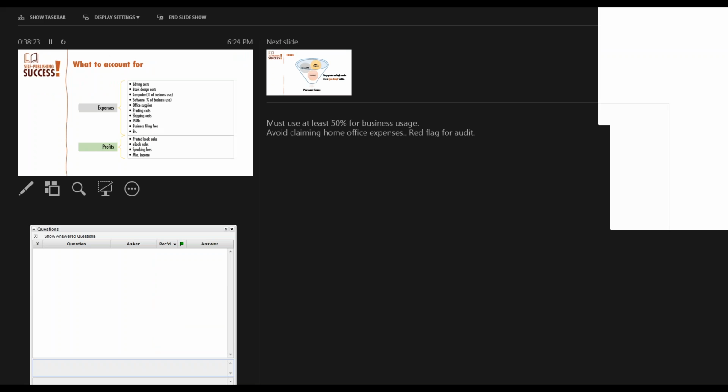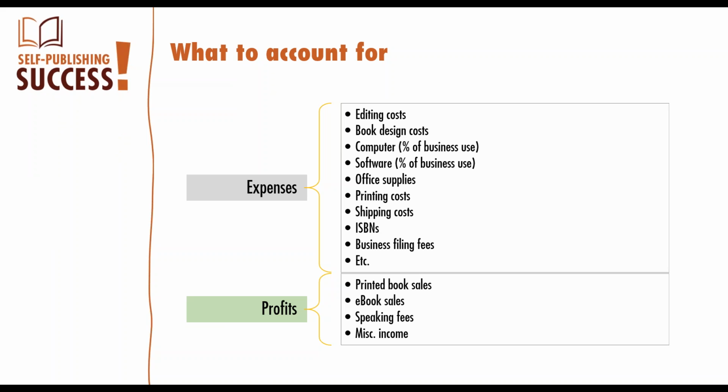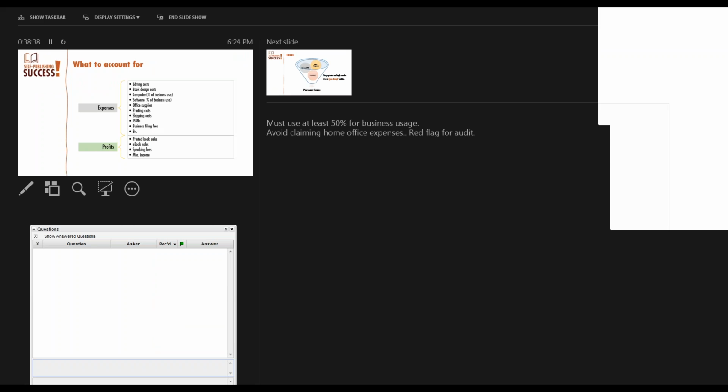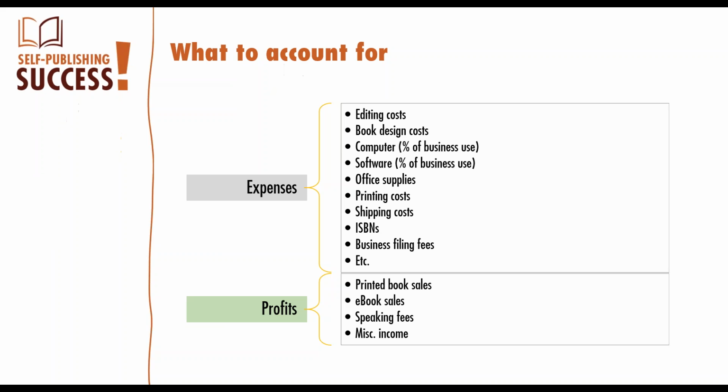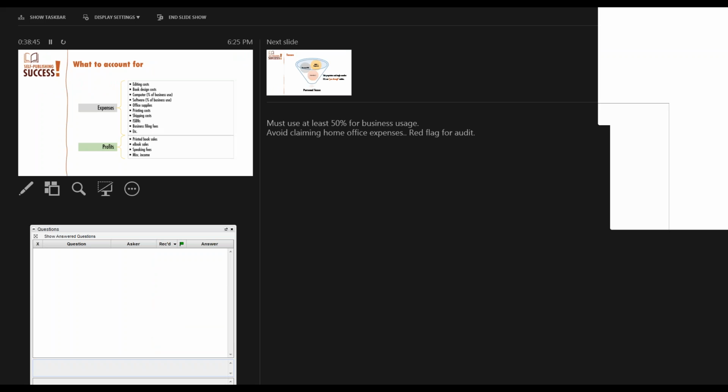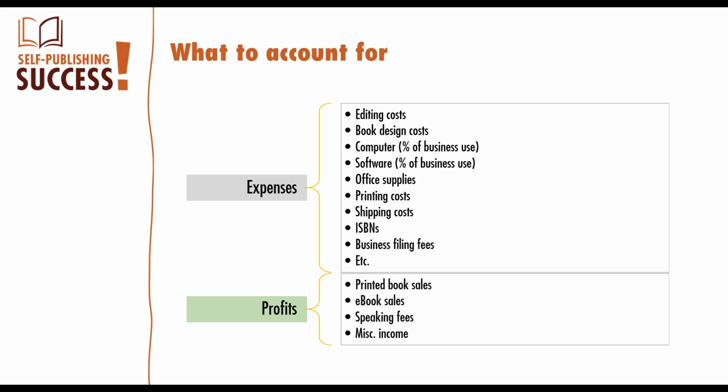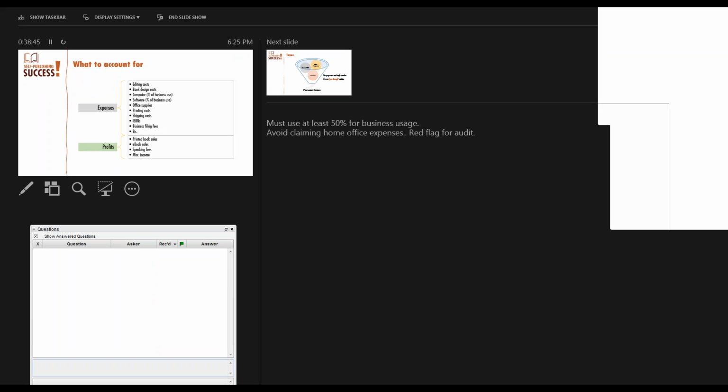So if it costs $100 and you use it 50% of the time, you can write off $50 of that. You can't write off all 100% of it. Now also keep track of all of your profits. Of course, the sales of the books and ebooks. You may also get some speaking fees or other miscellaneous income that are generated as being a publisher or related type of things. So keep track of all of this.